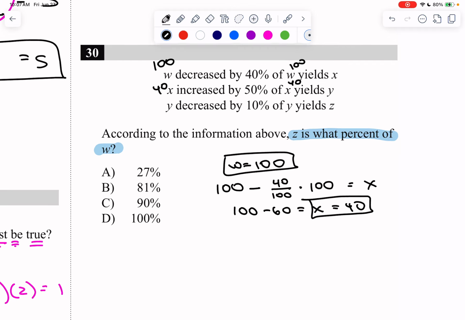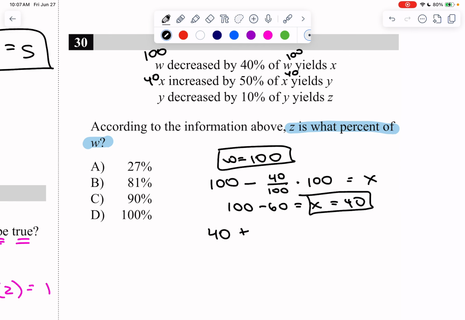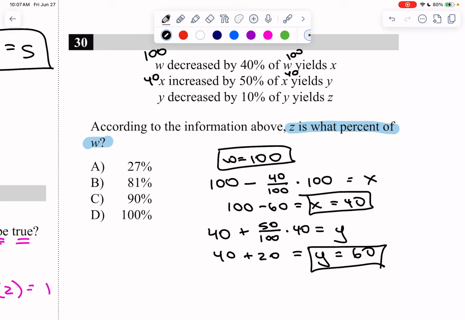But let's show the math. 40 increased by 50% of 40 yields my Y. So again, that'll be 40 plus 20 if you punch it out on your calculator, and that'll give us Y, which is 60. And then let's take that 60, and we're gonna decrease it by 10% of 60. And that's going to, oh, wait, did I do something funny there? Oh, I so did. Guys, I apologize.